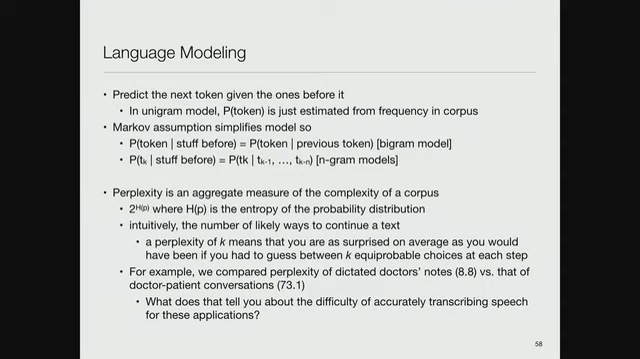And there's a measure called perplexity, which is the entropy of the probability distribution over the predicted words. And roughly speaking, it's the number of likely ways that you could continue the text if all of the possibilities were equally likely. Okay, so perplexity is often used, for example, in speech processing.